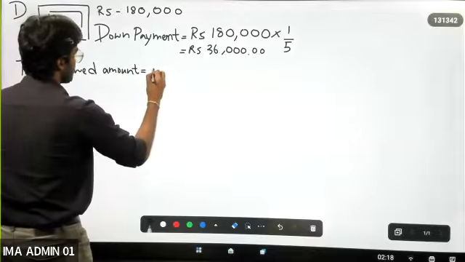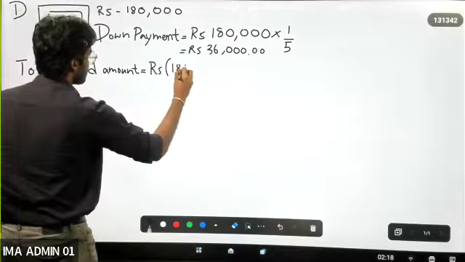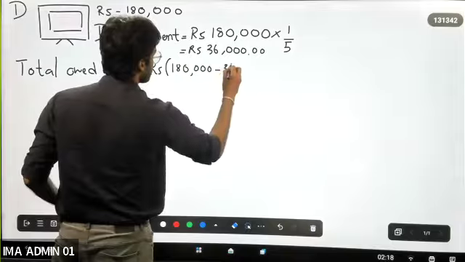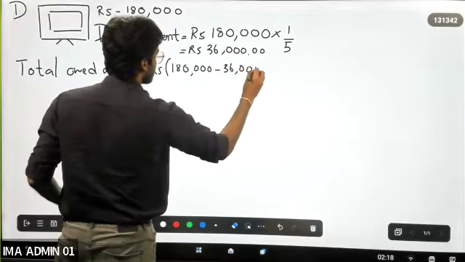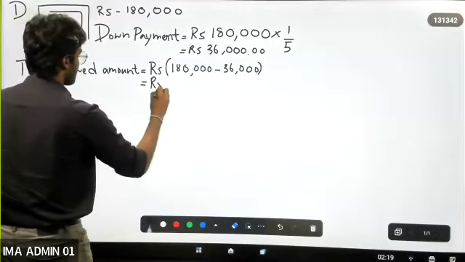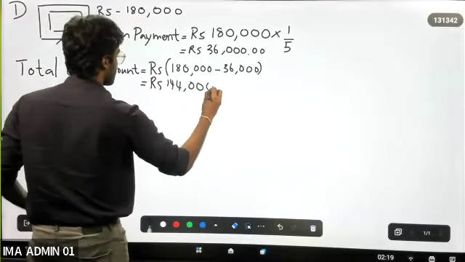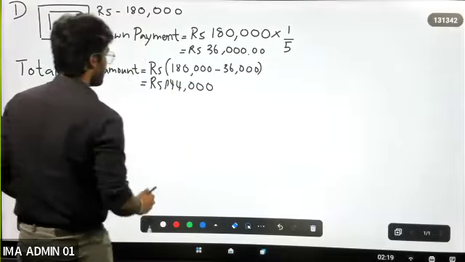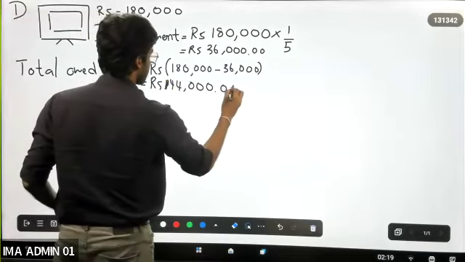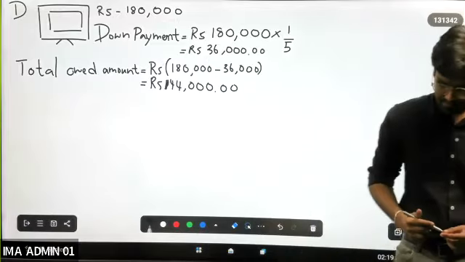So basically, TV is 180,000, and out of that, 36,000 down payment is done. So what's the answer then? Total owed amount is 144,000. He owes 1,44,000 for the TV he bought. Right? That's the total owed amount.